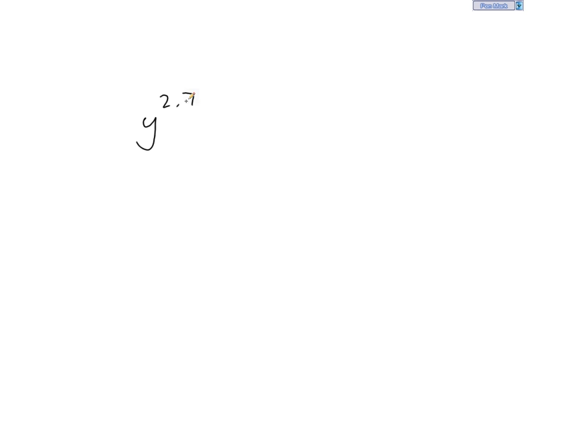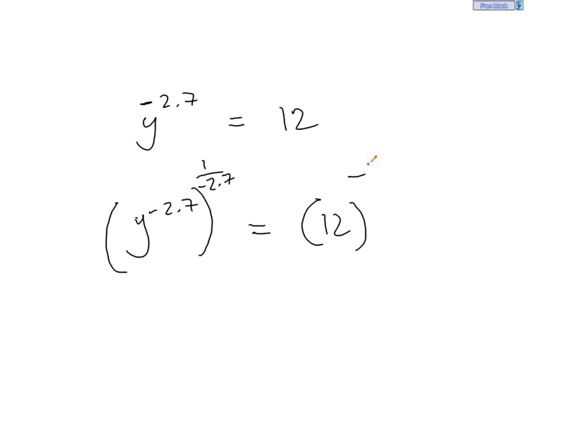So what about y to the 2.7, or let's even do negative 2.7 equals 12. Okay, well, in order to figure this out, I have to cancel out the negative 2.7. So what am I going to raise both sides to? I'm going to raise it to 1 over negative 2.7. Because negative 2.7 times 1 over negative 2.7 is 1. So if I do the same thing to both sides, I should be okay.